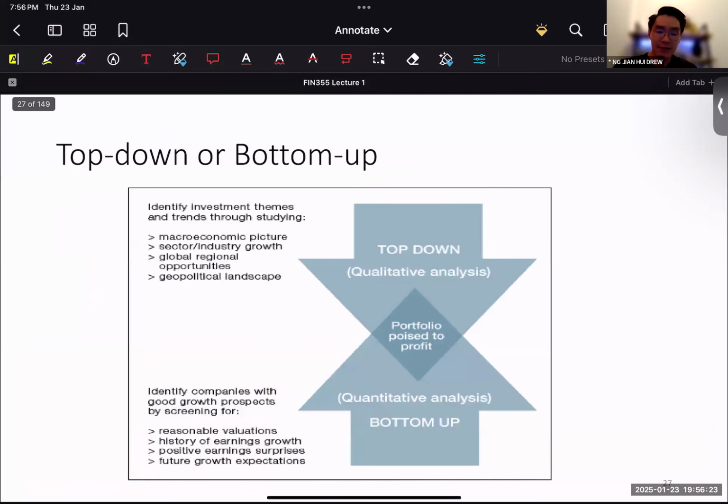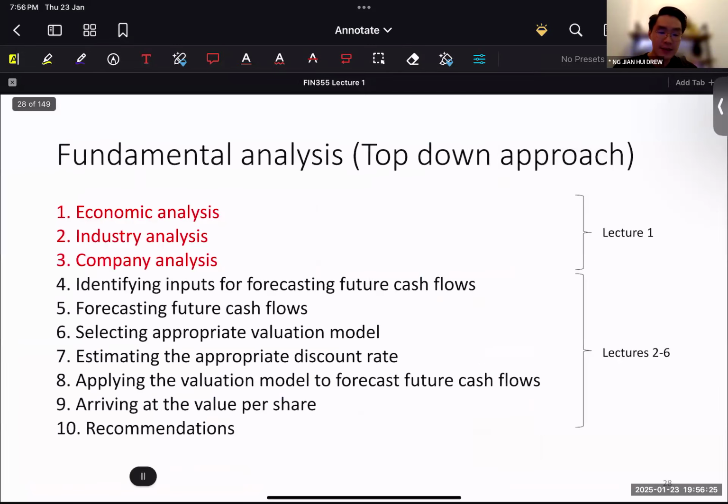All right, so this is just a diagram for you to see what's the difference. Now, we're going to use the top-down approach in our course most of the time. So, we're in lecture one, and what we're going to cover is a lot on the qualitative component of your analysis.